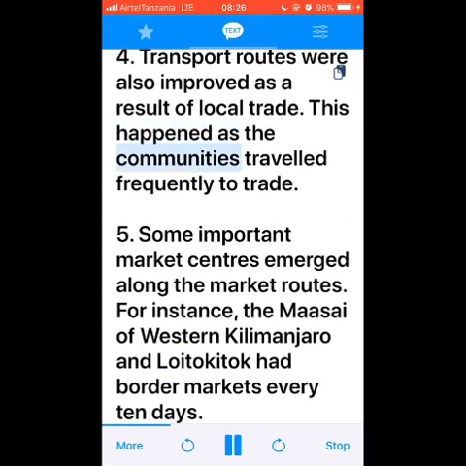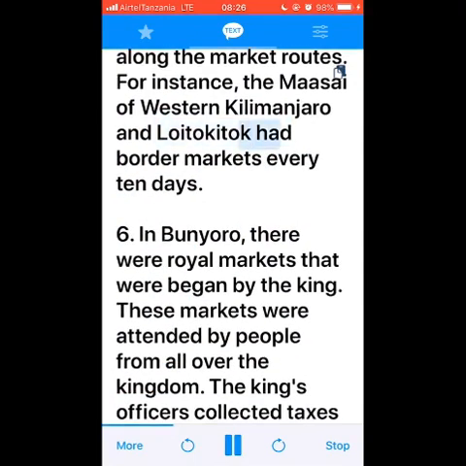4. Transport routes were also improved as a result of local trade. This happened as the communities traveled frequently to trade. 5. Some important market centers emerged along the market routes. For instance, the Maasai of Western Kilimanjaro and Loitokitok had border markets every 10 days.